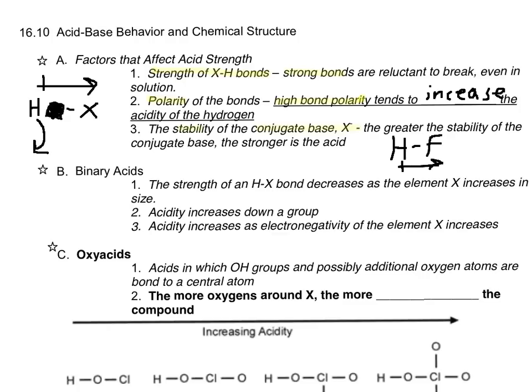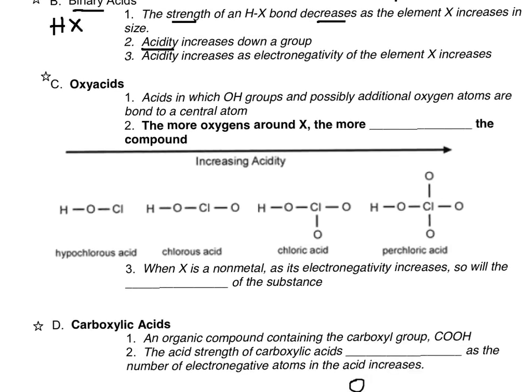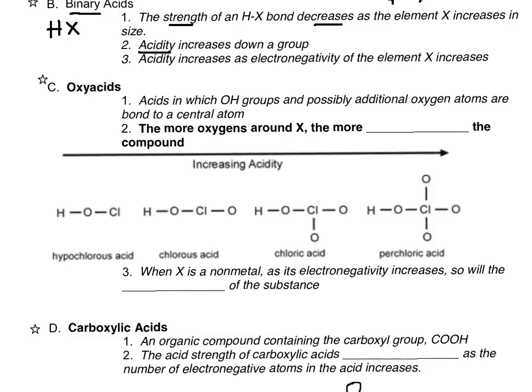For binary acids, which is just hydrogen with some other element, so HCl, HX, H whatever, the strength of the bonds is probably the most important thing. The strength of the bond tends to decrease as you go down the periodic table, and as a result, they become more and more acidic as you go down the periodic table. Another important group are the oxyacids. Oxyacids have a hydroxide group, sometimes more than one, and then a whole bunch of oxygen atoms all bonded around a central atom.